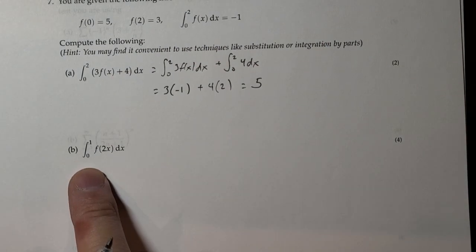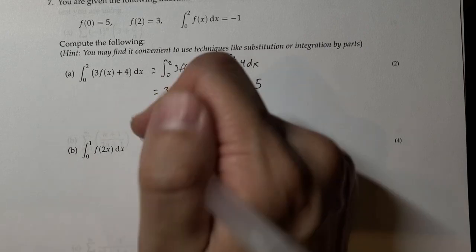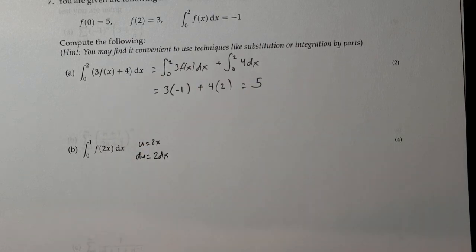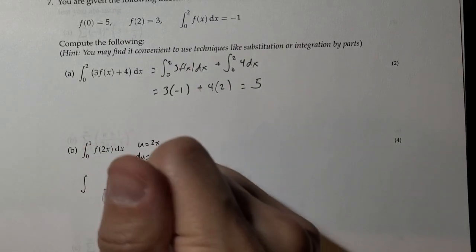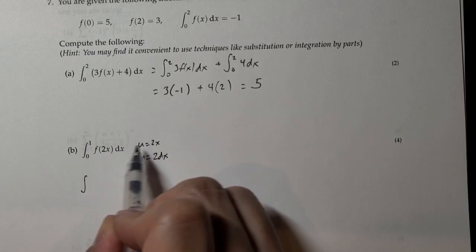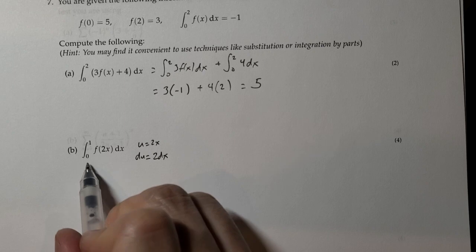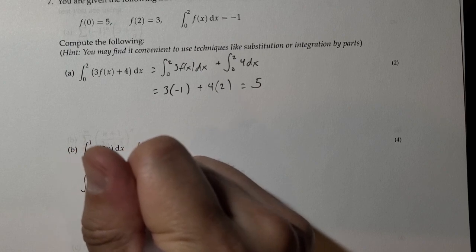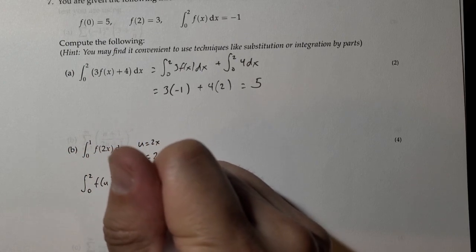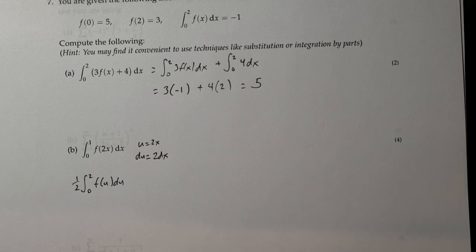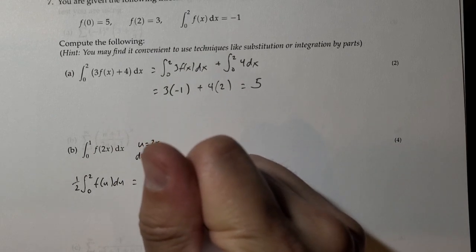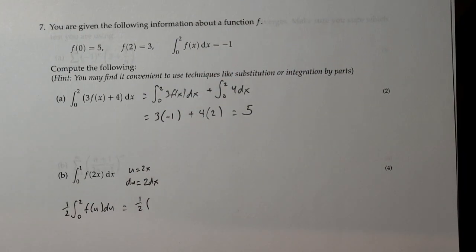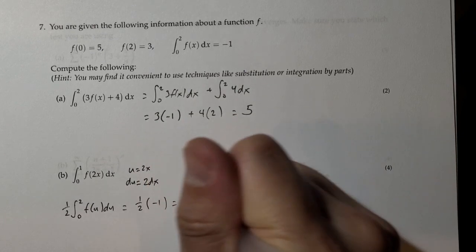Okay, this guy, the integral from 0 to 1 of f of 2x dx. Let's let u be 2x, du would be 2 dx. So our integral would become, we have to change the limits of integration. When x is 0, u is also 0. When x is 1, u would be 2. So we would get f of u du with a half in front, because it'll be du over 2. This guy would just be half times this we are given here. It's just one's in u, one's in x. Half times minus 1, which is minus half.